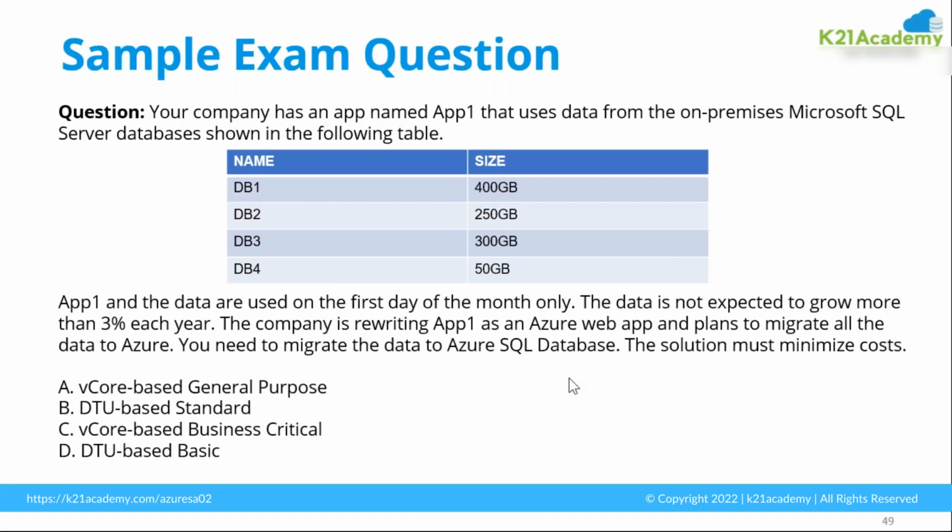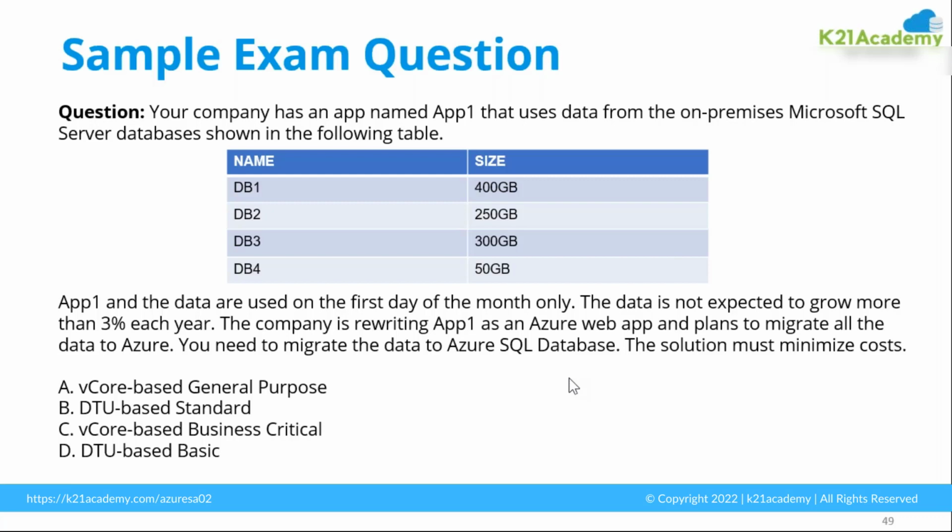So the question is, guys, your App1 and the data are used on the first day of the month. The data is not expected to grow more than 3% each year, right? So it will gradually increase over the span of time. Let's say this year the data is 100 GB. So next year it will be 103 GB, because it will increase by 3% each year. And the company rewrites the app as an Azure web app, and plans to migrate all the data to Azure. You need to migrate your data to Azure SQL database. So the solution must optimize the cost.